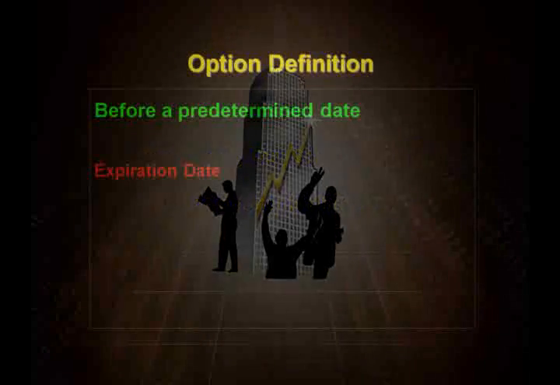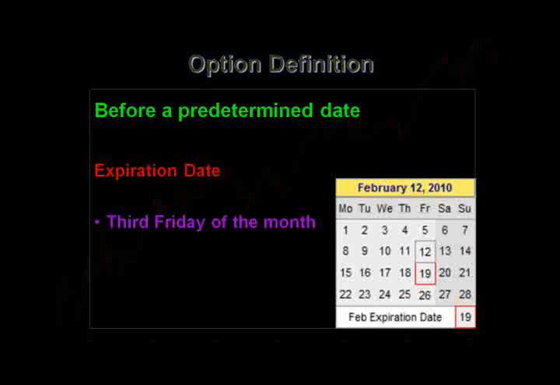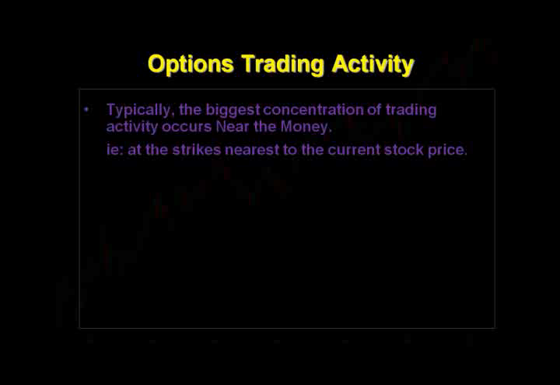Let's look at the next part of the definition, which was before a predetermined date. Now this is the expiration date. Very simply, the expiration date for stock options is on the third Friday of the month. Now, technically speaking, it's the Saturday, but for practical terms, because we only trade Monday to Friday, it's the third Friday of the month. Now, why is all this relevant to the OVI?